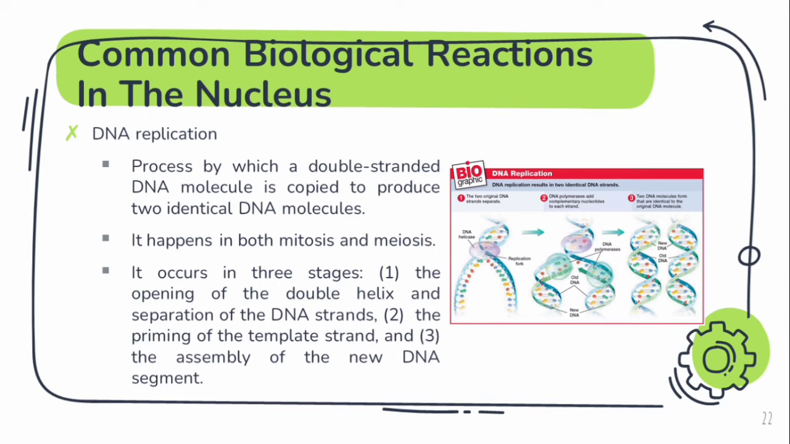Replication is an essential process because whenever a cell divides, the two new daughter cells must contain the same genetic information, or DNA, as the parent cell. Hence, that is how hereditary information is passed from parents to offspring, and that helps in maintaining the integrity of the species.